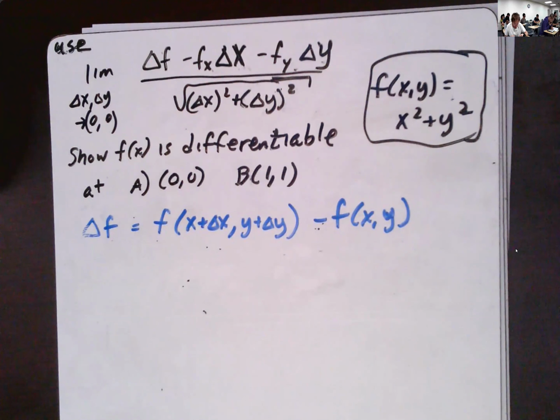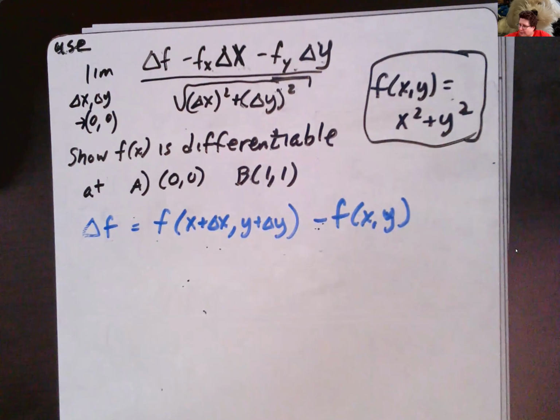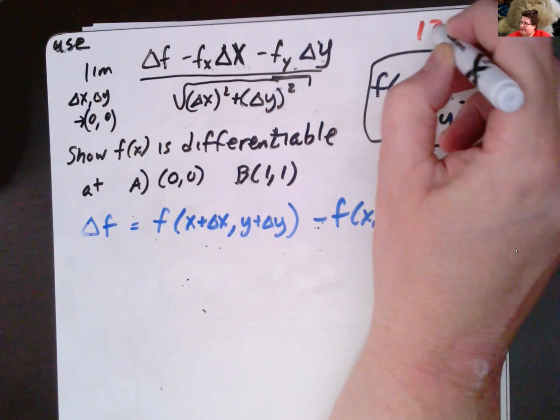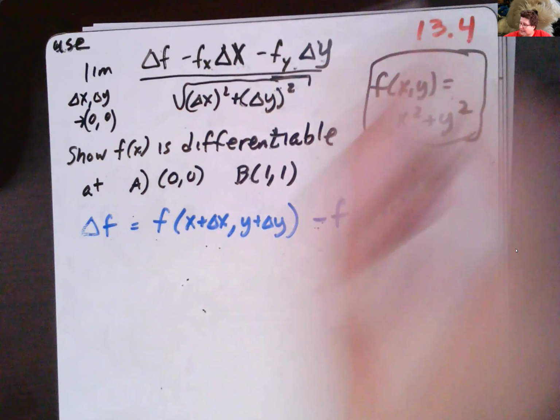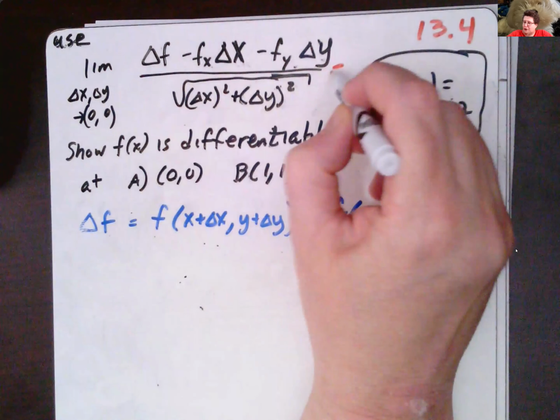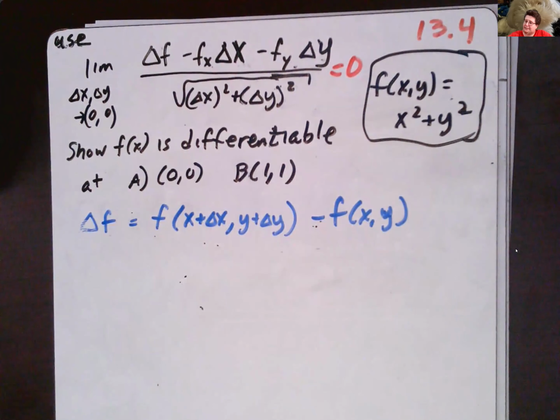All right, guys, this is 13.4. It's on differentiability of multivariable functions. This shows that this limit has to equal 0. We want to show that the function is differentiable by showing that this limit equals 0.